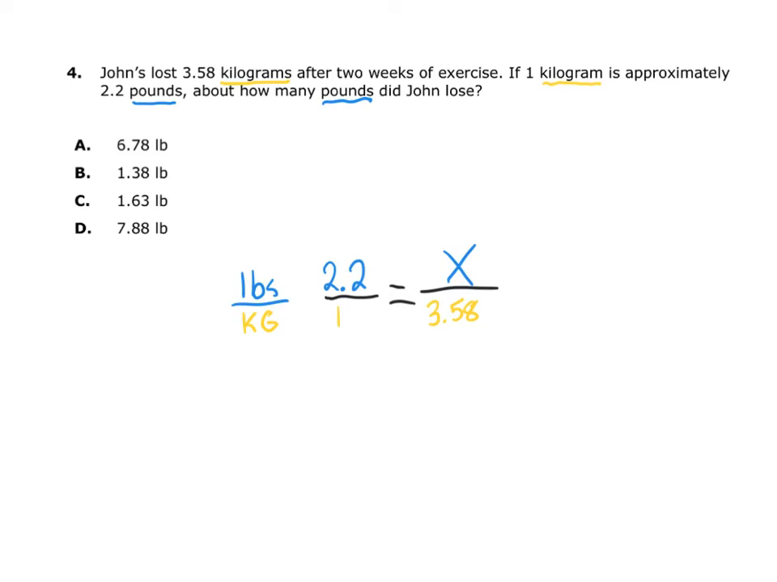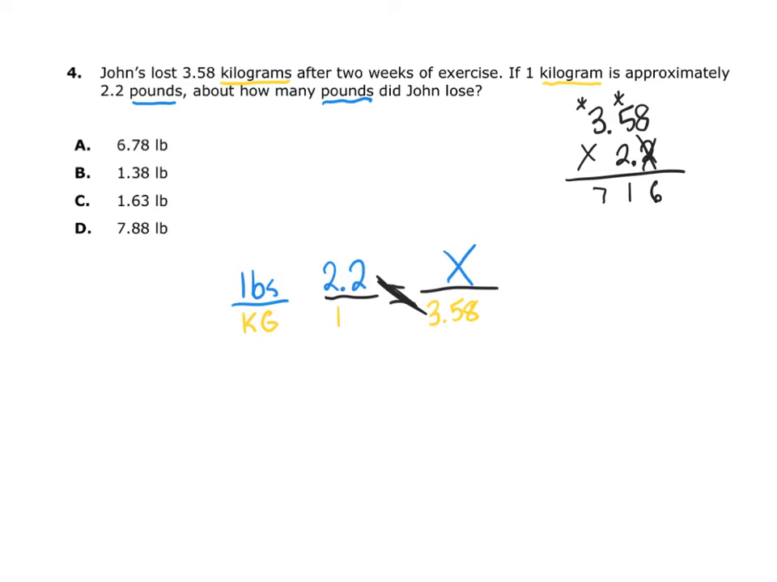Now that we have our proportion set up, we're going to cross multiply. So we do 3.58, and we multiply by 2.2. So we have 2 times 8 is 16. We carry the 1. 2 times 5 is 10 plus 1 is 11. Carry the 1. 3 times 2 is 6 plus 1 is 7. So we're done with this 2. We can cross it out and cross out all those extras that we carried.